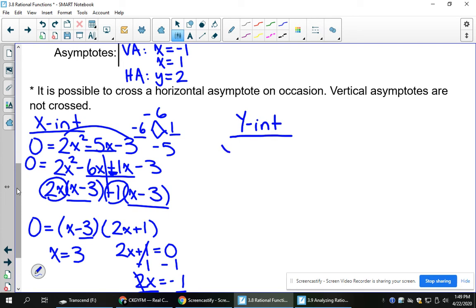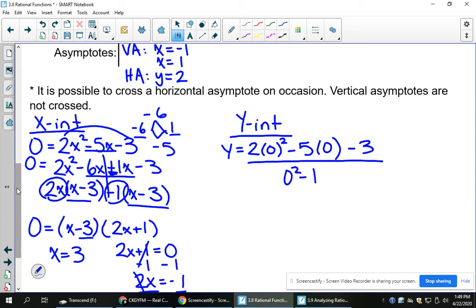Y-intercept is where all of my x terms disappear. So 2 times 0 squared minus 5 times 0 would all just be 0. And I'm going to take my constant on top and bottom, and I'm going to divide those. So my y-intercept is negative 3 divided by negative 1, which is 3.